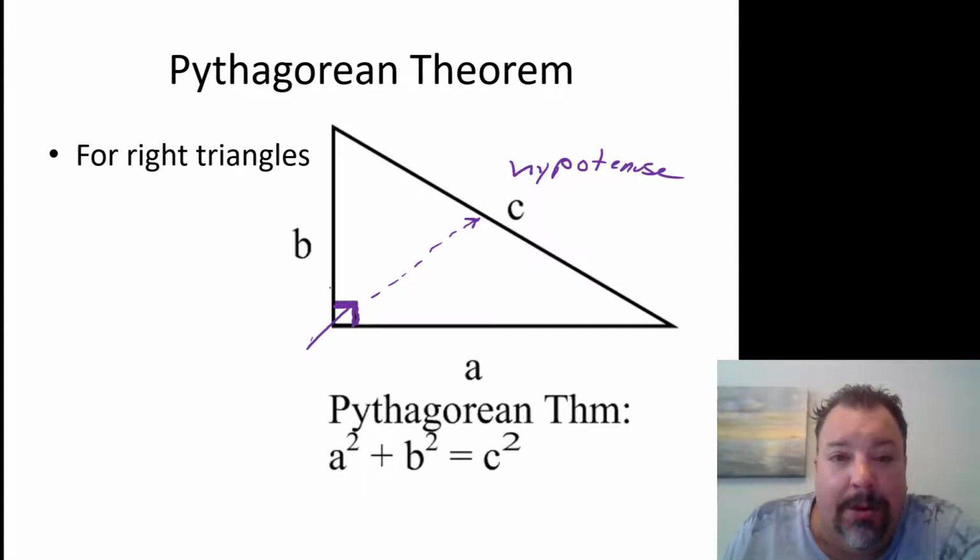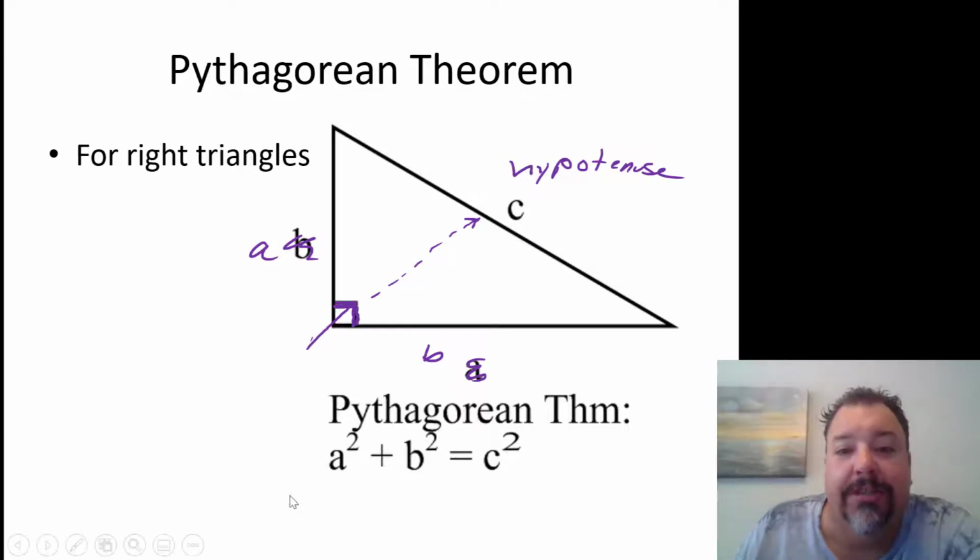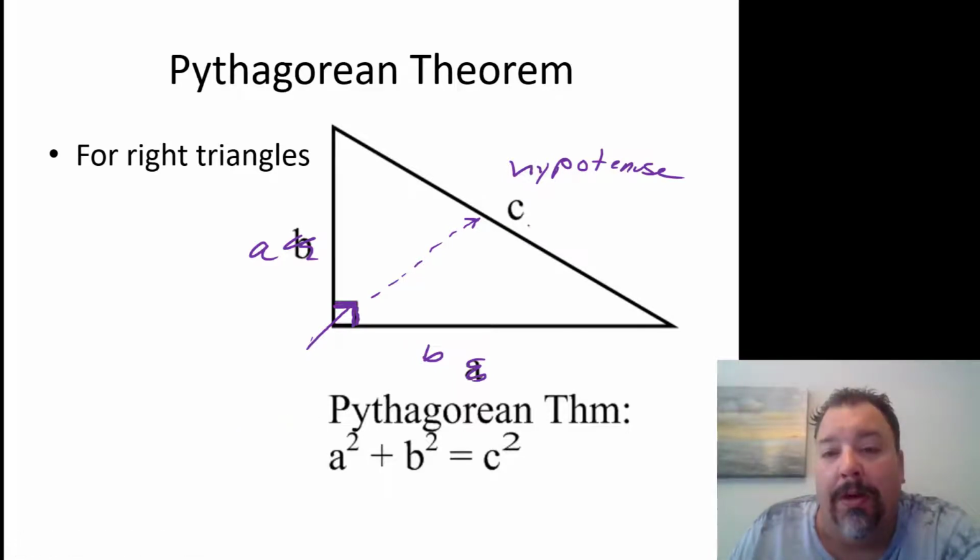And the important part here is that A and B are interchangeable. It doesn't matter. I could call this A and I could call this B. That doesn't matter. But what matters is the C has to be the hypotenuse. A squared and B squared, we can interchange those. But C, we have to pick that out first. That's going to be our hypotenuse. And this formula is going to allow us to solve for a third side if we know any two sides.